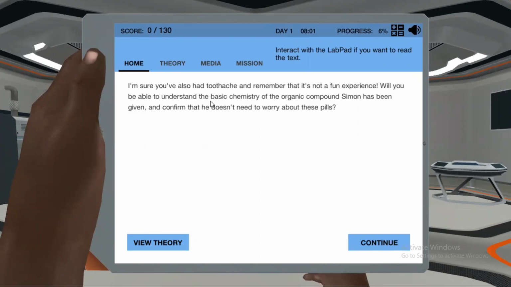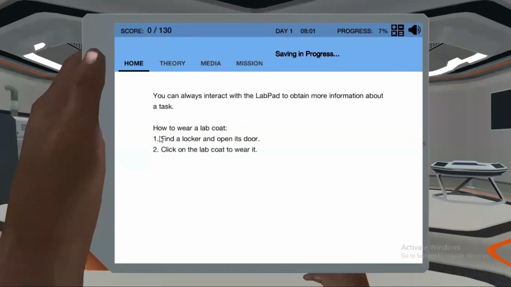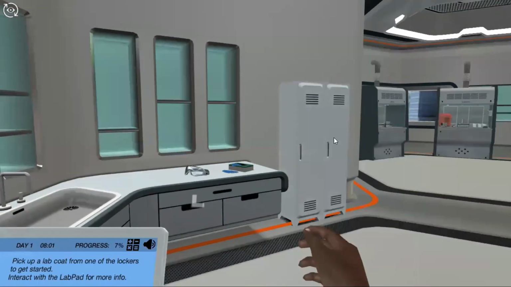Will you be able to understand the basic chemistry of the organic compound Simon has been given, and confirm that he doesn't need to worry about these pills? Pick up a lab coat from one of the lockers to get started. Interact with the lab pad for more info. Click on the lab pad for more information.